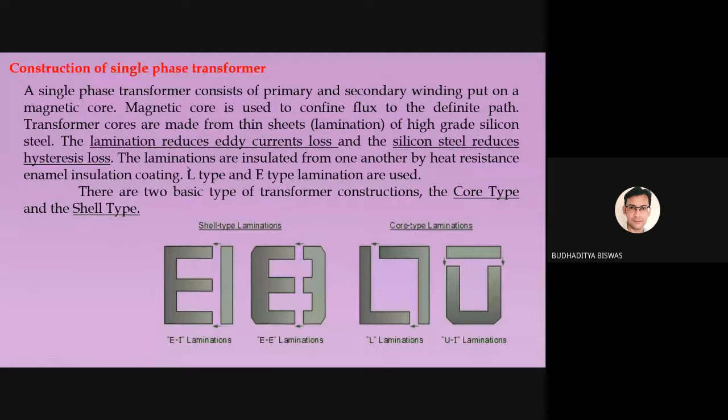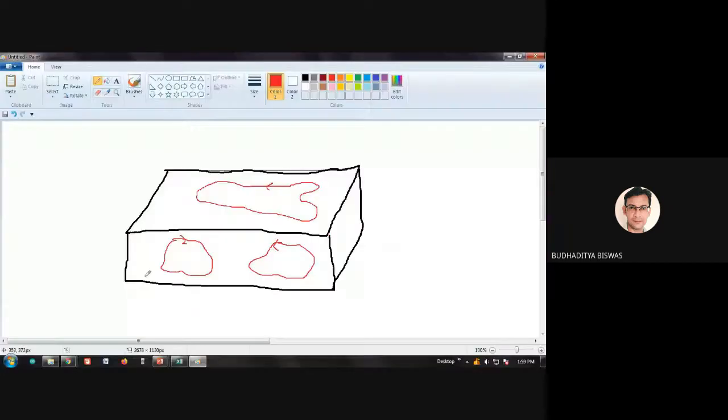But at this time, in the beginning of the class, just remember that the laminated core is used to reduce the eddy current loss, and silicon steel, which is the material of this core, is used to reduce the hysteresis loss. Now, these laminations are insulated from each other. Why do they need to be insulated? Because if there is no insulation between the laminations, then there is no difference between this laminated core and a solid one.